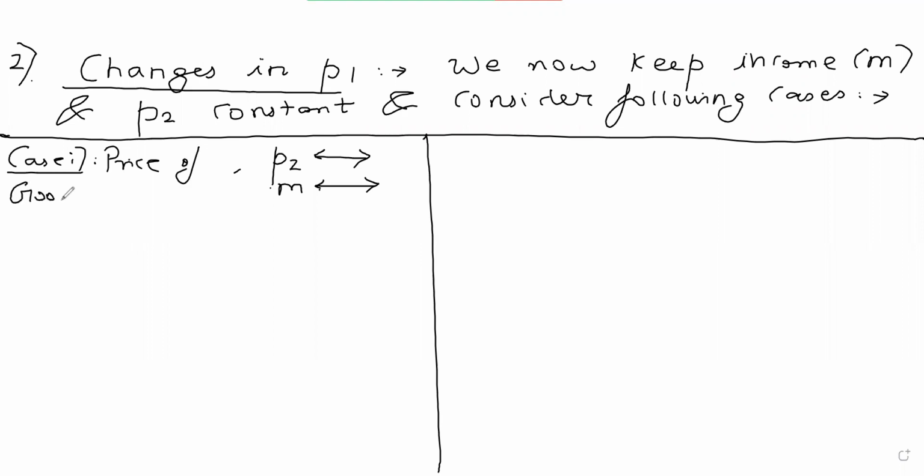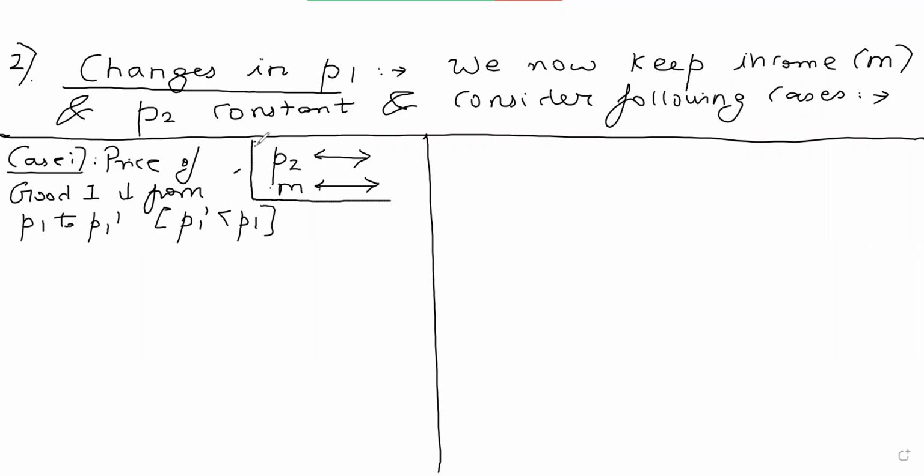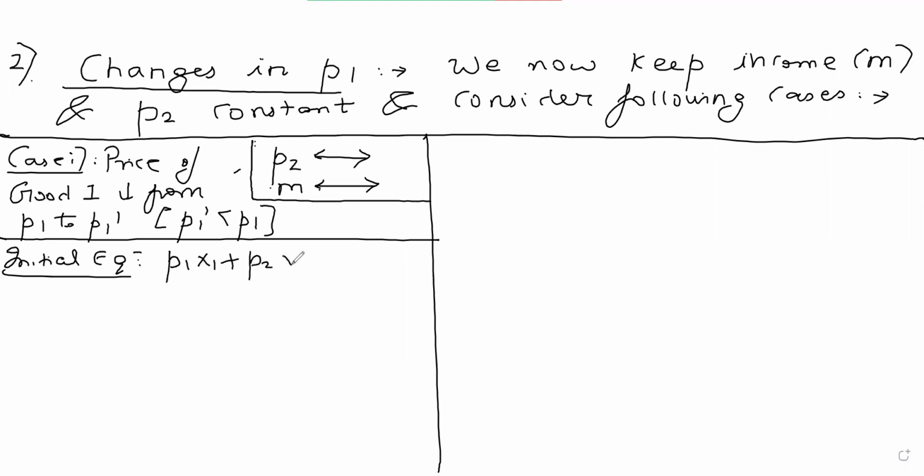Price of good one falls from P1 to P1 dash. So I can say that P1 dash is less than P1. On the other hand, price of good 2 and income are constants. Okay, so how will the equations look like? So my initial equation, P1 x1 plus P2 x2 equal to M. We know the drill: horizontal intercept M by P1, vertical intercept M by P2, slope minus P1 by P2.